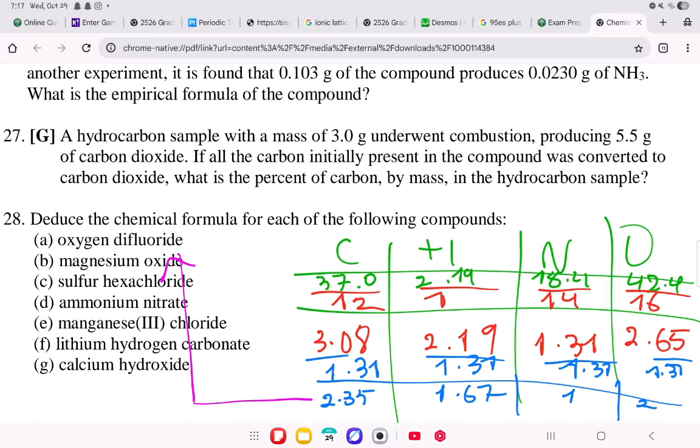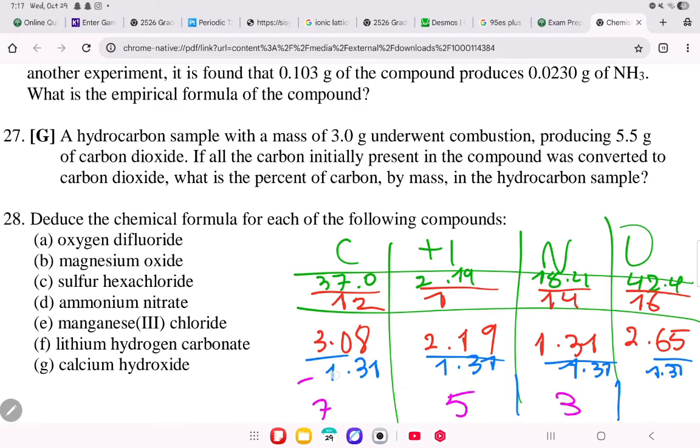So what we need to do now is multiply the whole thing by 3. So let's say we multiplied this by 3 and we got it to be 7, because if you rounded it, it's 7. Then 1.67 multiplied by 3, you will get 5.01, which is approximately 5. 1 times 3 is 3, and 2 times 3 is 6. So the simplest possible ratio would be C7H5N3O6. Now we move on to 27.